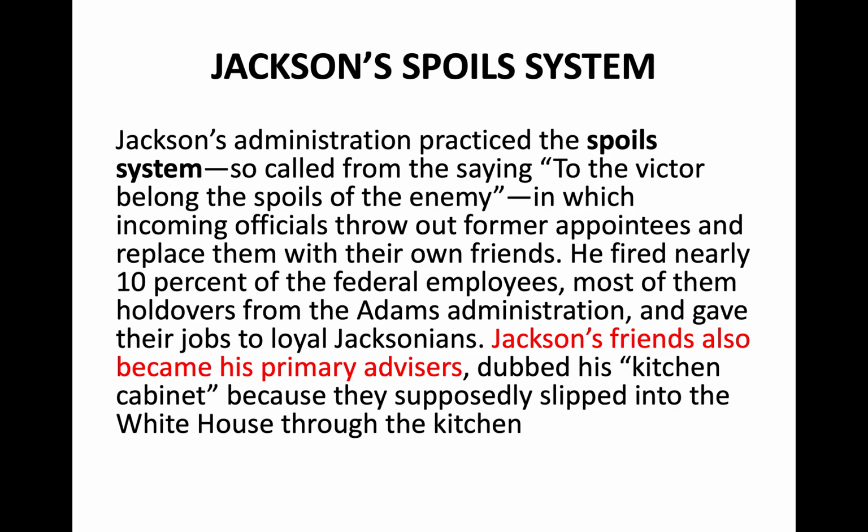And he's going to fire nearly 10% of the federal employees that were already working in the White House, and he's going to replace them with his friends. And these guys are going to become advisors of Jackson, and they're going to be dubbed the kitchen cabinet because these guys were loyalists. They were just his friends. So he's going to make his cabinet, the people that advise him, all of his friends, and they're going to be known as the kitchen cabinet because supposedly they slipped into the White House through the kitchen.